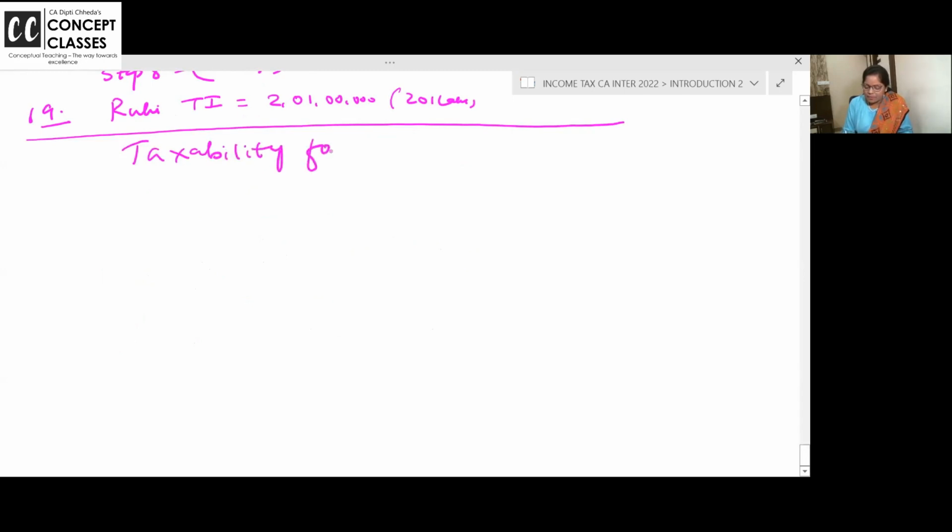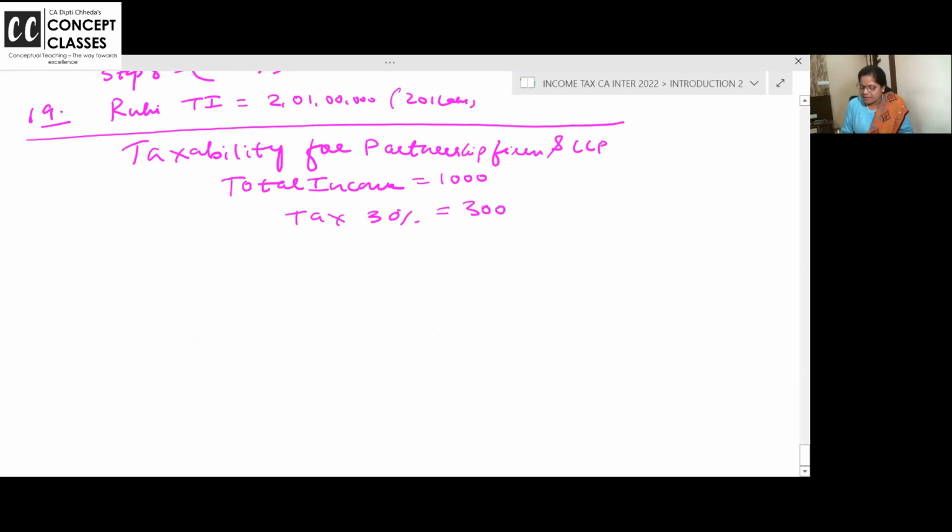Taxability for partnership firm and LLP. If the total income is 1,000, tax is 30%, 300. Ma'am, it's just 1,000 income, basic exemption, no basic exemption, no slab rates.